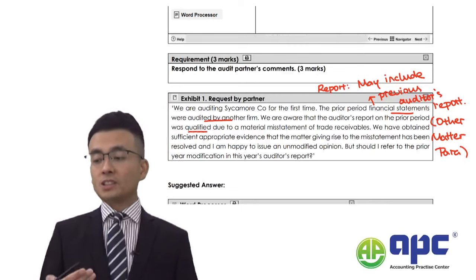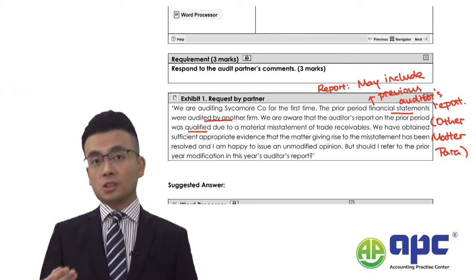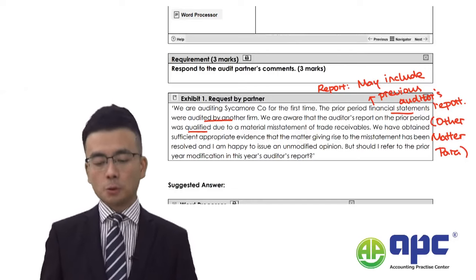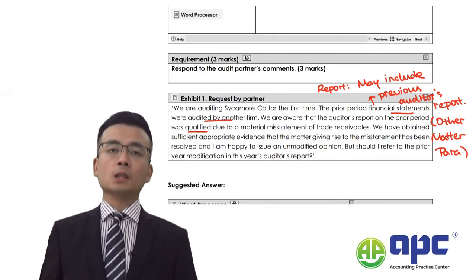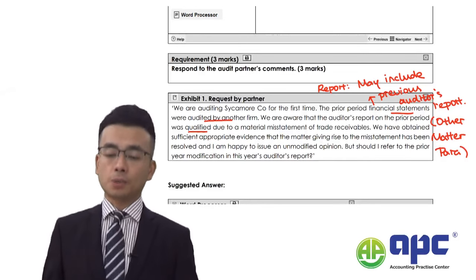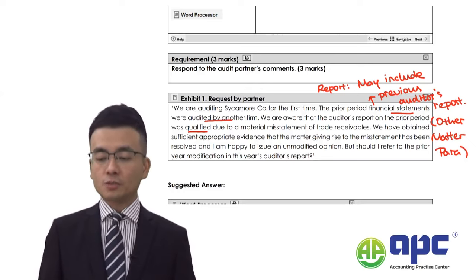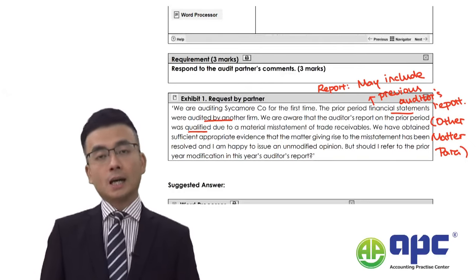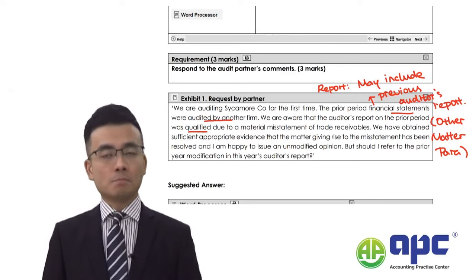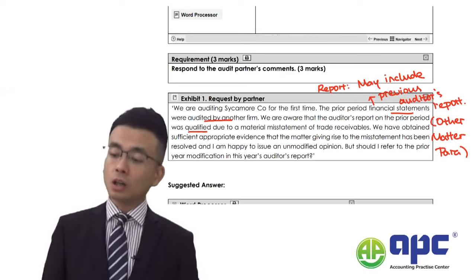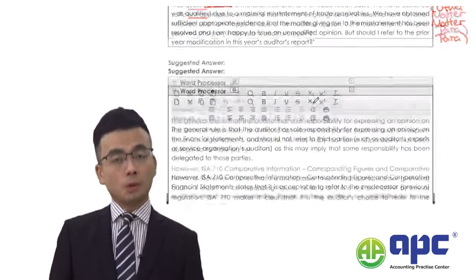So what we need to do, if we decide to include the previous auditor's report, we also need to include what opinion the previous auditor has expressed. We've obtained sufficient and appropriate audit evidence regarding the matter, and the matter has now been resolved, and I'm happy to issue an unmodified opinion. But should I refer to the prior year modification in this year's auditor's report?